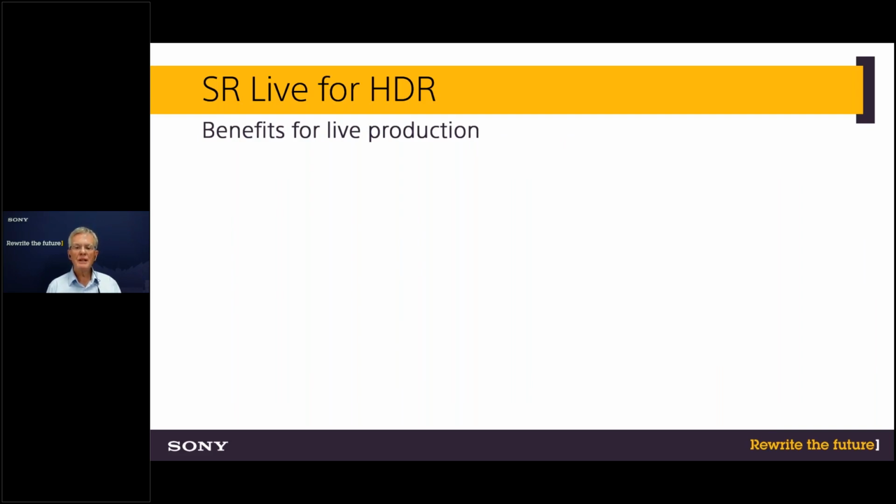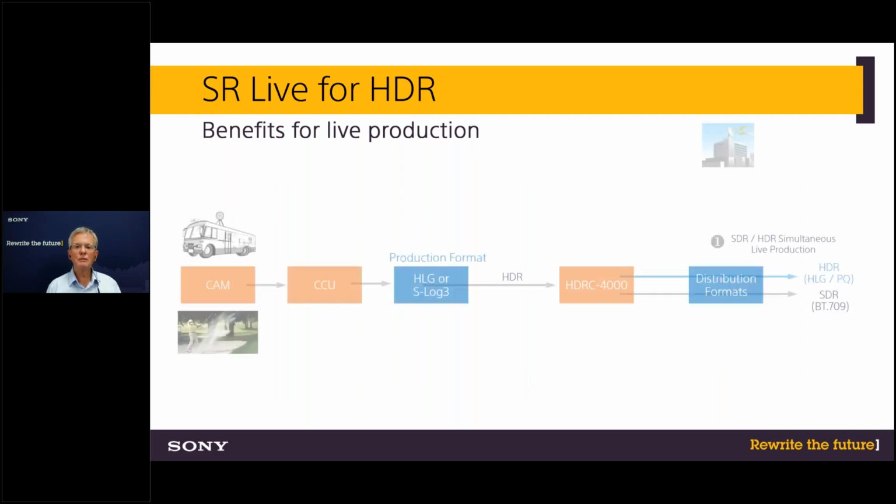So in terms of the benefits of the system for live production, the first benefit we have is this simultaneous production of HDR and SDR images. And here we can see the position of the HDRC 4000 high dynamic range converter in the program chain. This can create the PQ or the hybrid log gamma delivery formats for distribution to the viewers at home.